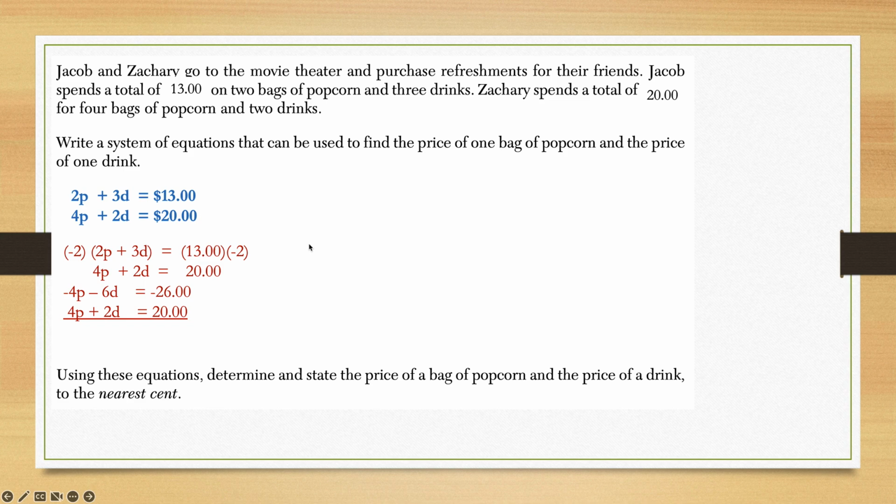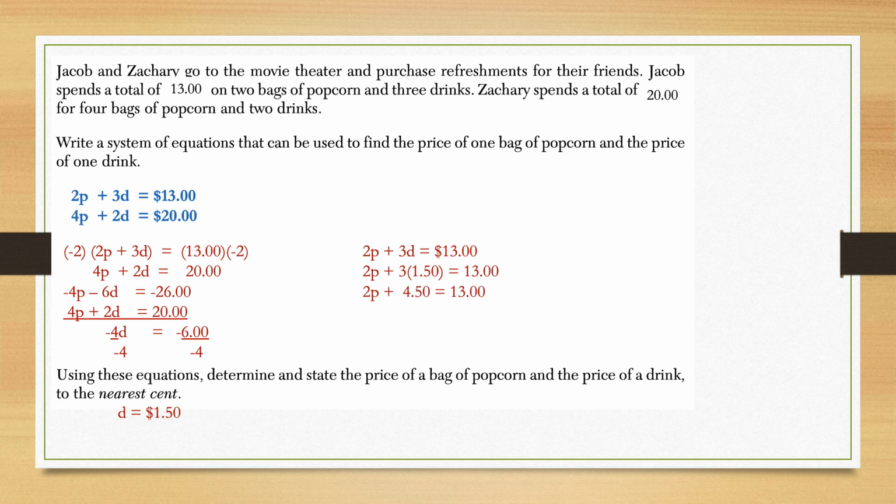-4d and 2d, -26 and 20, comes up to be -4d is -6, dividing by -4, and the cost of a drink is, drum roll please, $1.50. Now we finish it off just the same as before. Rewrite either equation. I chose the top one. Plug in the $1.50 for the drink. Subtract $4.50 from both sides. 2 pretzels is $8.50. That means every pretzel is 4 1/4. So those are the prices to deal with.